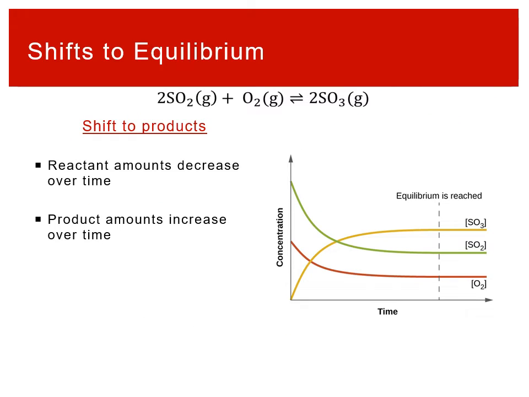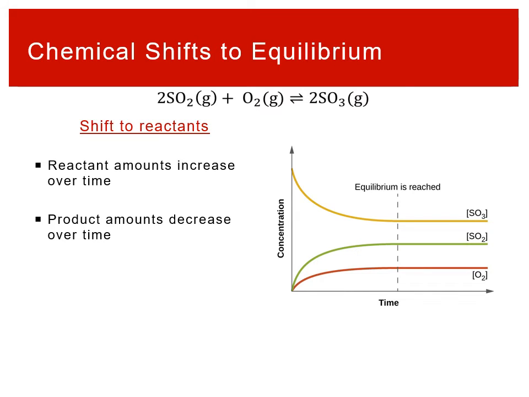Again, whenever we talk about a shift to products, what that means is that the reactant amounts decrease over time and product amounts increase. Those reactant molecules are becoming products. The relative amounts of everything in my reaction mixture are changing in such a way to favor the creation of products. So that's really all that's shifting. The reaction just happens. The molecules react like they're going to anyway. But with the relative amounts, I get more products than I started with at the expense of the reactants.